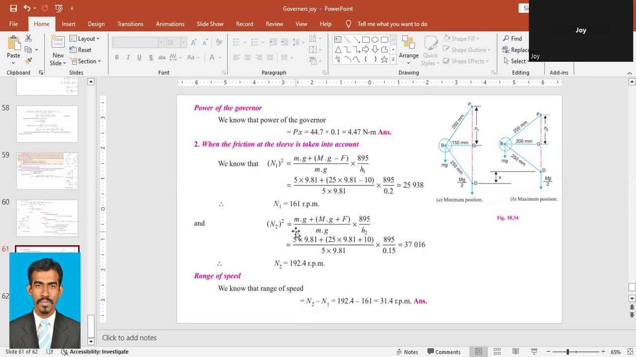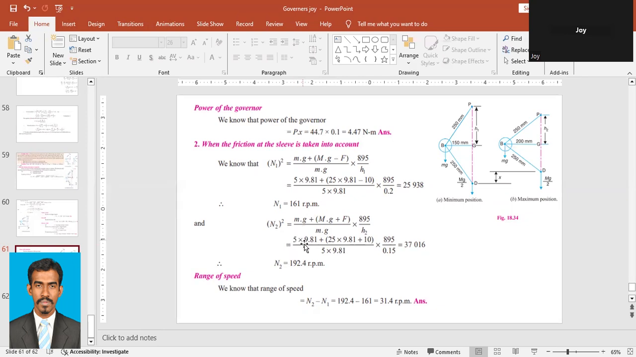At the maximum speed, we know that the governor will tend to move up, and therefore the frictional force will act downwards, and therefore we are adding it with mg. Capital Mg is downwards. The force F will also tend to act in the downwards direction, therefore plus. So small mg plus capital Mg plus F upon mg into 895 over h2. You know all these terms.